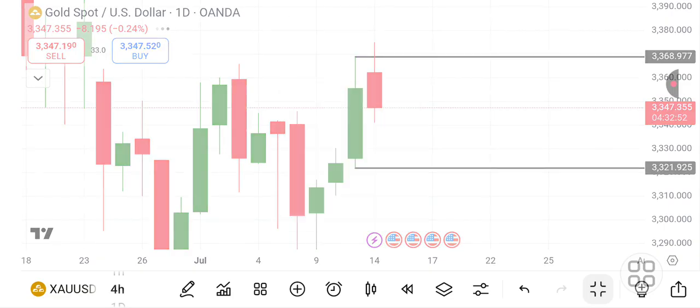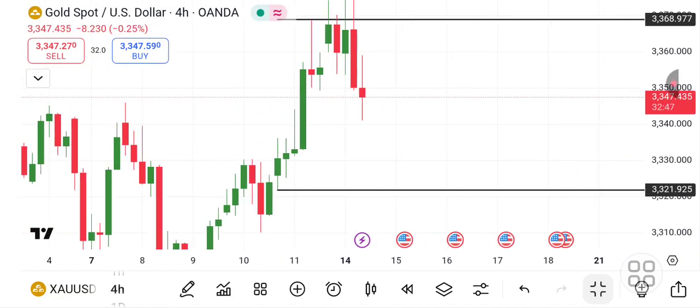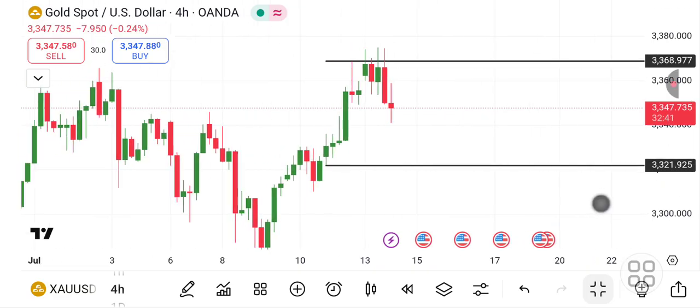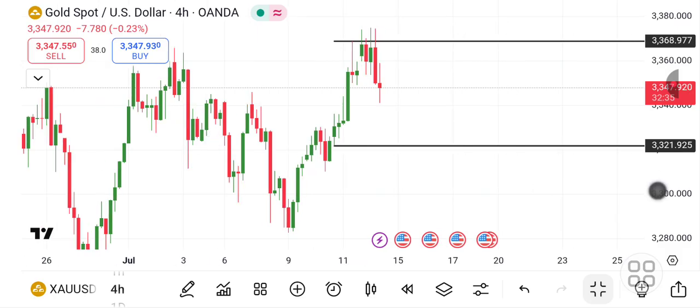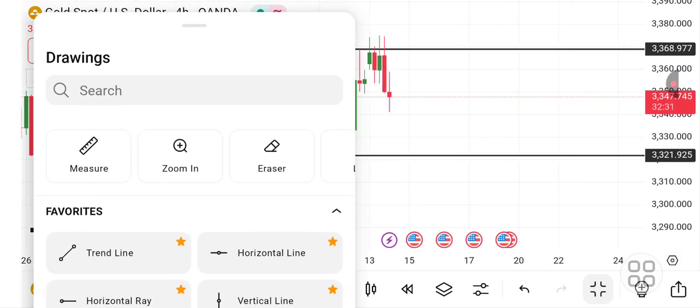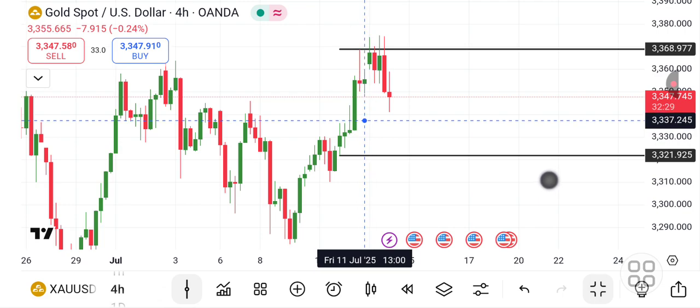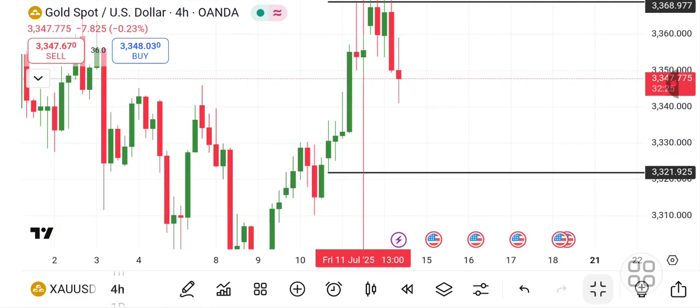So heading to the 4 hour. On the 4 hour, we shall be looking for our supply zones, demand zones, trend lines, trend channels, trend patterns, all of that. So the 4 hour shows us the exact trend where the market is really going. So on the 4 hour, remember price was here. Remember it was a Friday and we are waiting for the market to open.